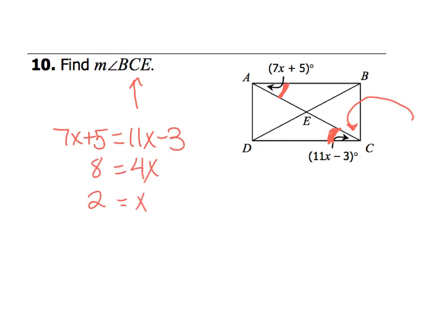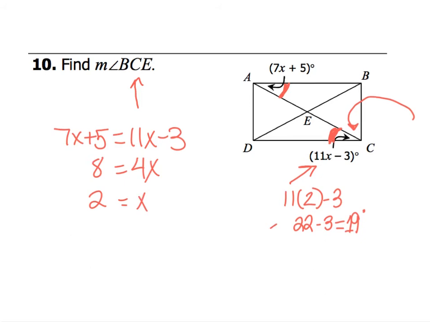We see that x is equal to 2. However, that does not answer the question. We're going to go back and plug it in. And when we plug it in, we get that angle is 19. Is that the angle that we are looking for? That is not, again, the angle we're looking for. But we'll go ahead and fill it in. This is 19 degrees and this is 19 degrees.